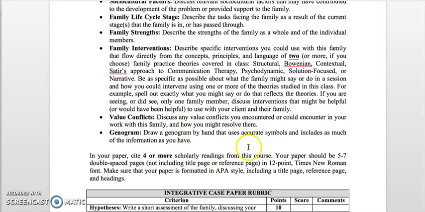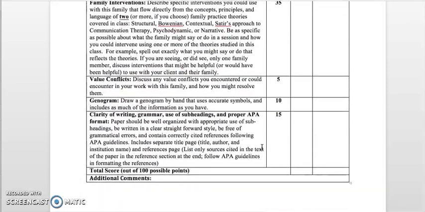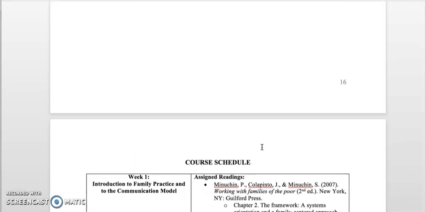And then you're going to, again, draw a genogram using accurate symbols in order to be able to submit it. And then 4 or more scholarly sources, and here's the rubric, and submit it accordingly.